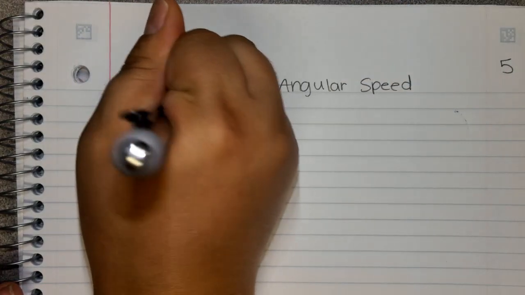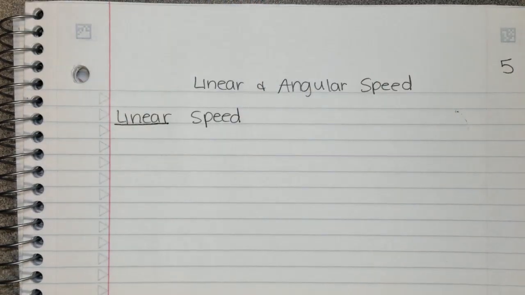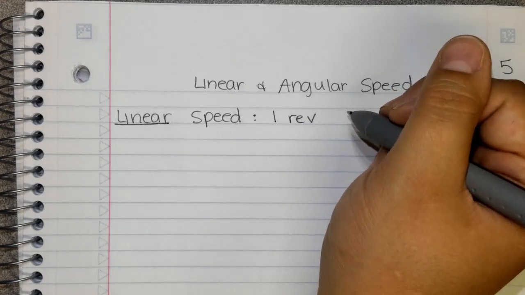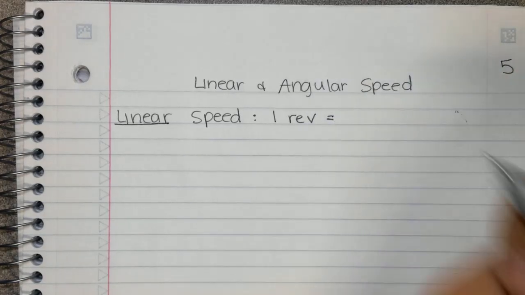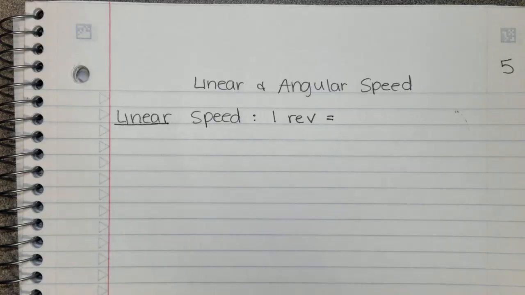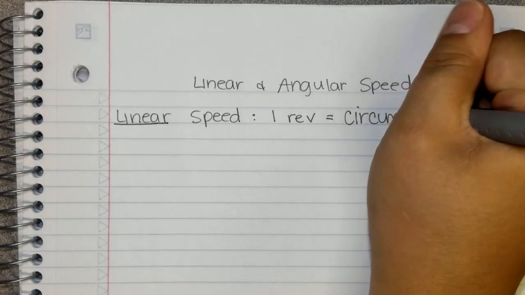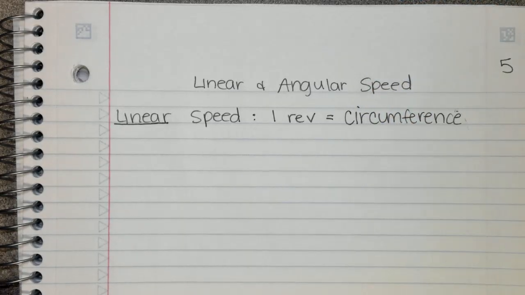Linear speed is again a distance. It is a line. If I'm going one revolution around a circle, what is that as far as distance goes? When you go one time around the circle, what is that? Okay, that's your rotation. That's an angle. What distance is that though? That's the circumference. One revolution is the circumference.